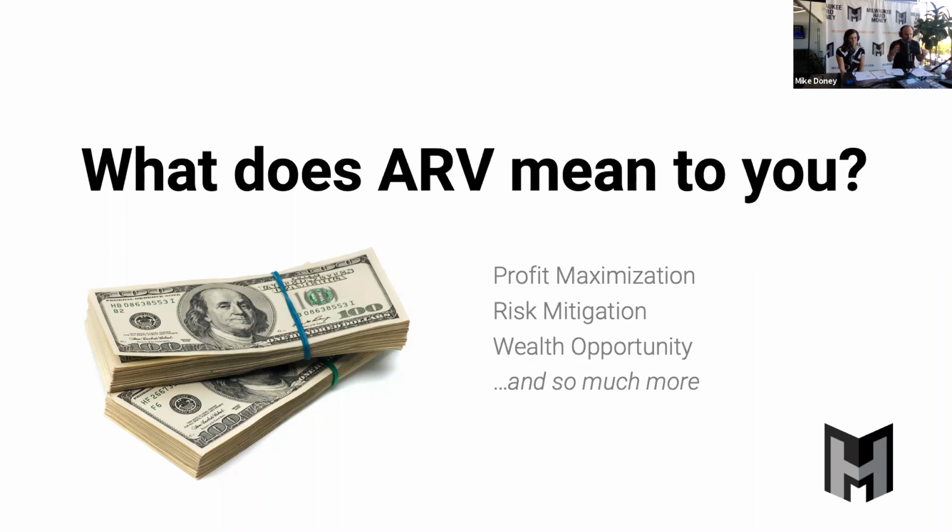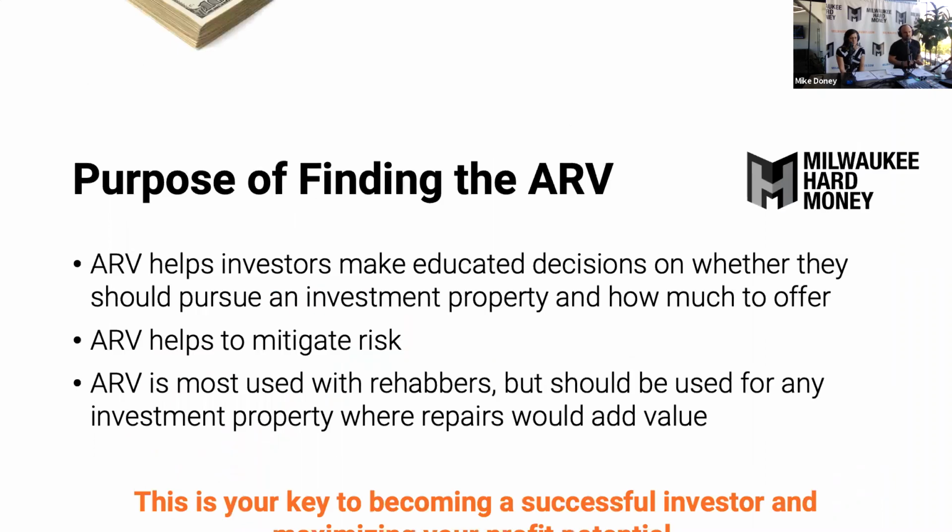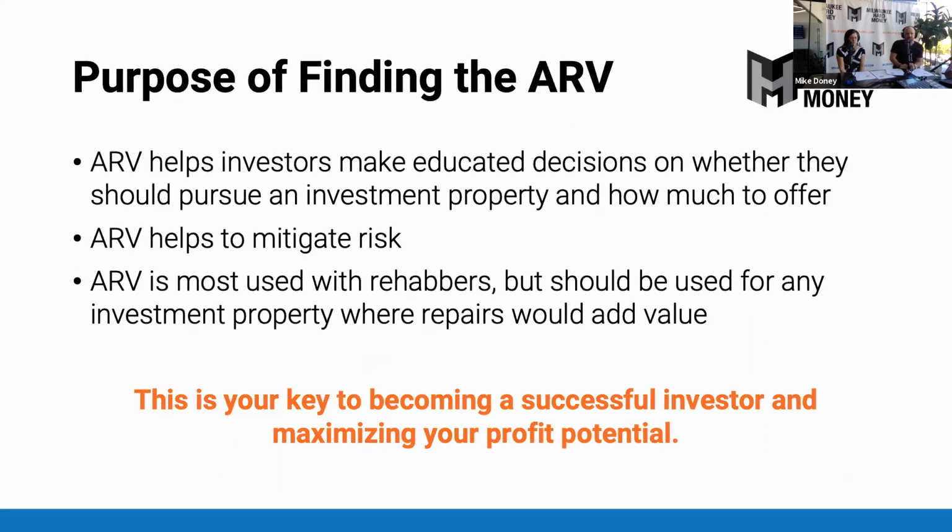What is my risk? What is my opportunity? And so ARV is critical, right? This is beginner 101. So what is that purpose, right? What am I trying to find? What is the purpose of finding the ARV?